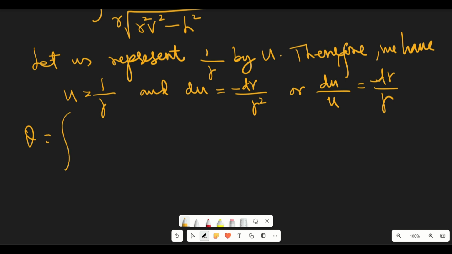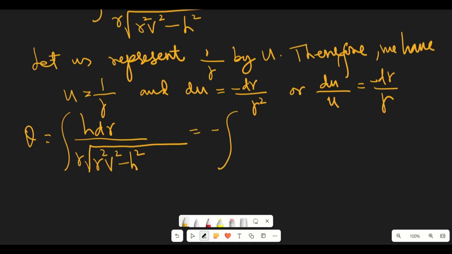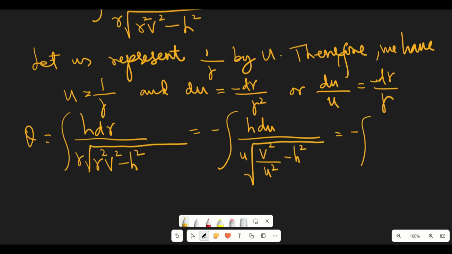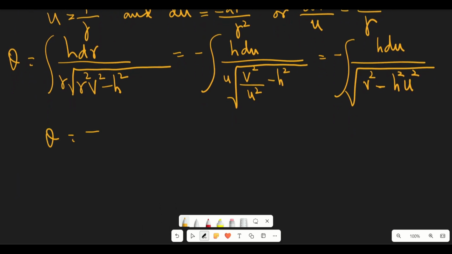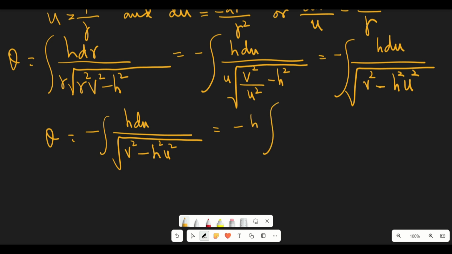So theta becomes h dr over r square v square minus h square, which is equal to minus h du over u over v square over u square minus h square, which is equal to minus h du over v square minus h square u square. So theta is equal to minus h du over v square minus h square u square, which is equal to minus h du over au square plus bu plus c.